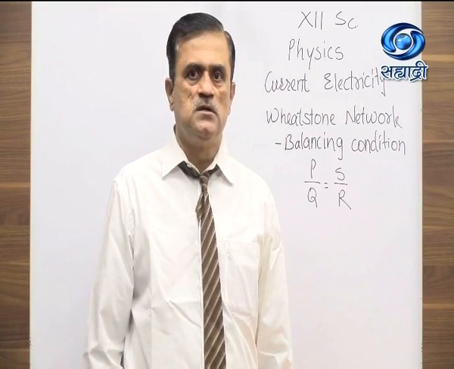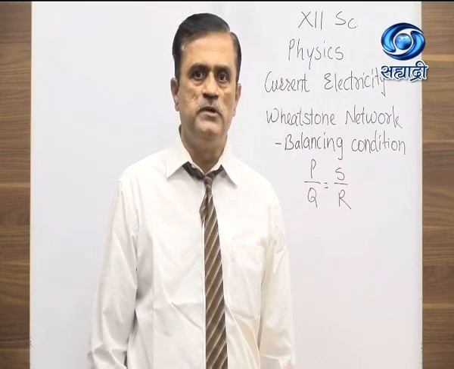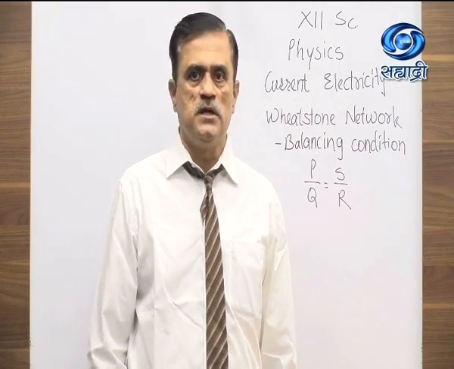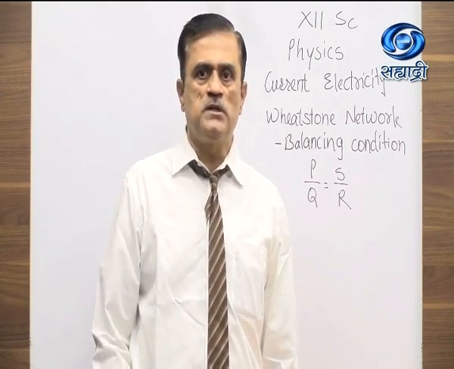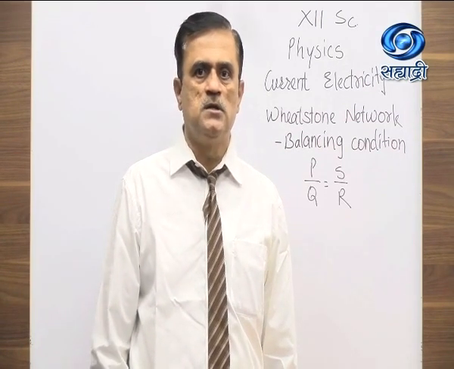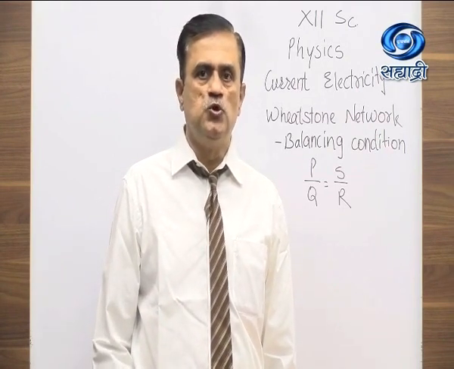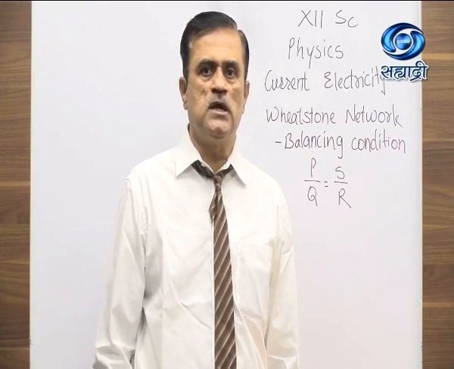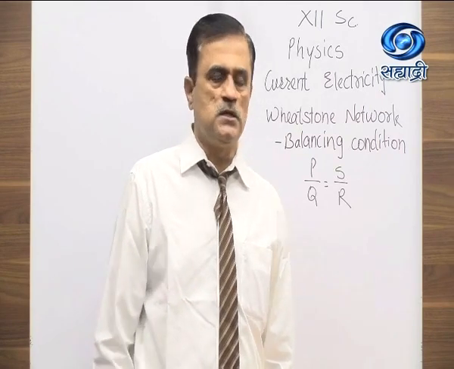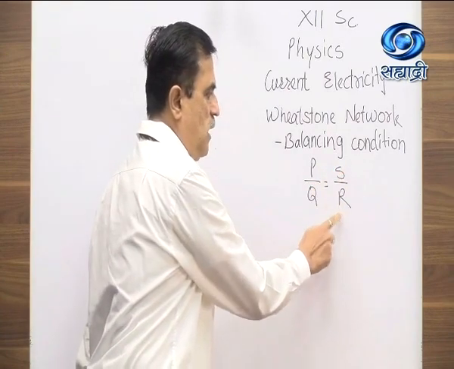In the last lecture, we had seen the balancing condition of Wheatstone bridge. There we had seen that if four resistors P, Q, R and S are arranged in a particular manner, and when the bridge is balanced, that means when there is no current flowing through the galvanometer, we get the relation P upon Q equal to S upon R.